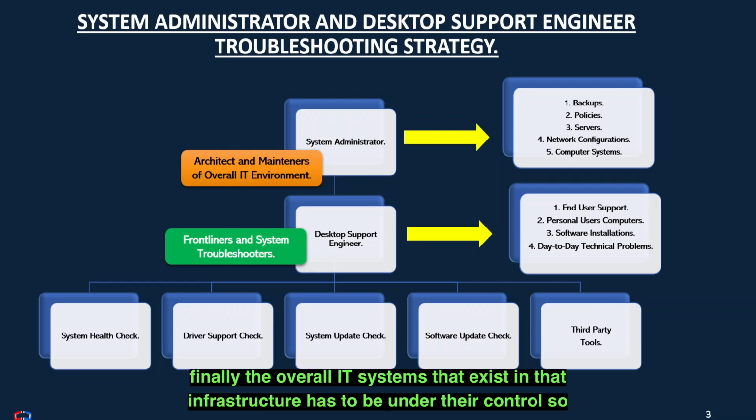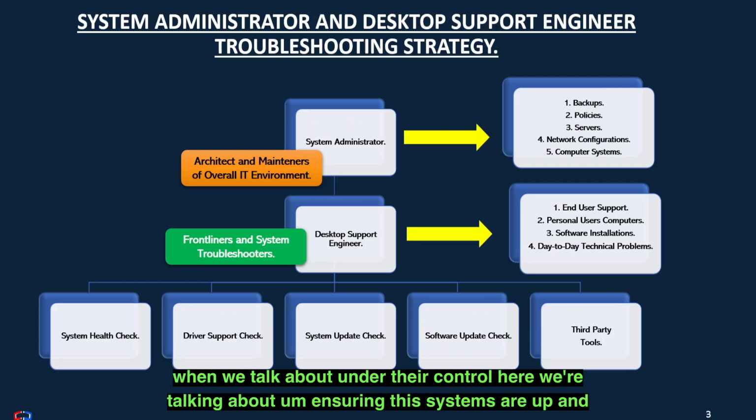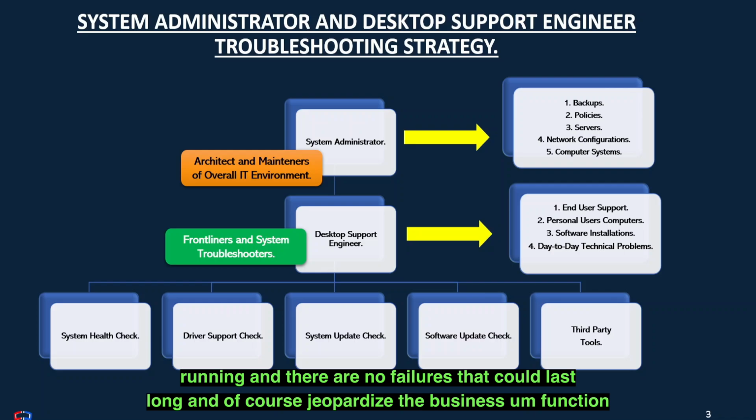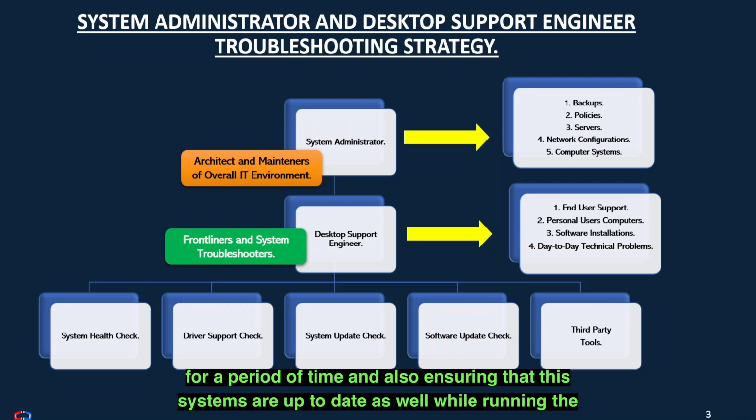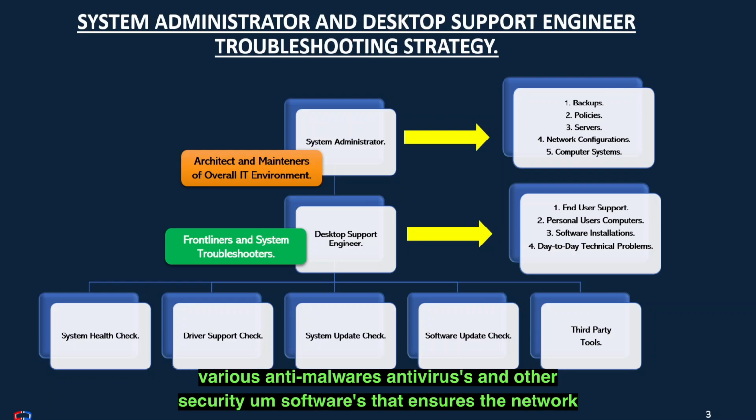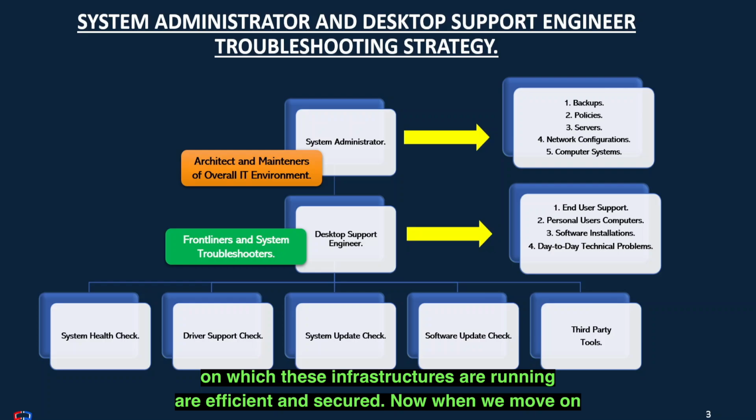Then finally, the overall IT systems that exist in that infrastructure have to be under their control. When we talk about under their control here, we're talking about ensuring the systems are up and running and there are no failures that could last long and, of course, jeopardize the business function for a period of time. Also ensuring that the systems are up to date, while running the various anti-malware, antivirus, and other security software that ensures the network on which these infrastructures are running is efficient and secure.